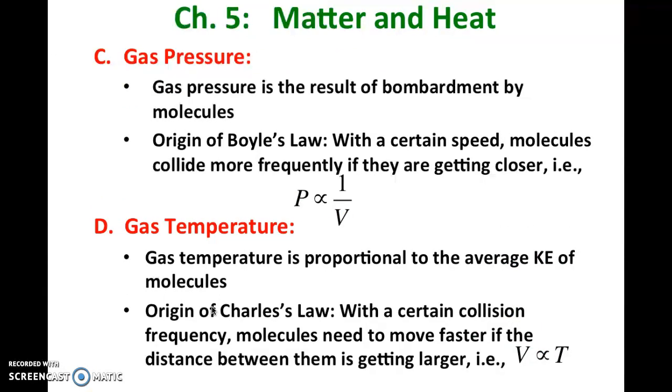In kinetic theory, gas pressure is the result of collision or bombardment by molecules. Boyle's law can be understood because with a certain speed and thus temperature, molecules collide more frequently if they are getting closer. In other words, pressure is inversely proportional to the volume.